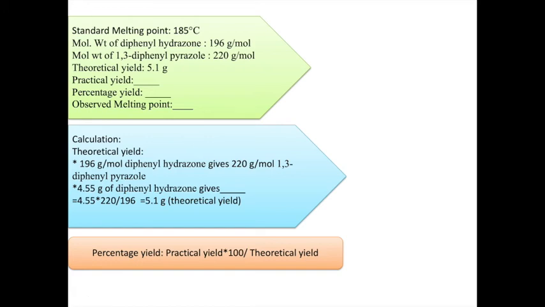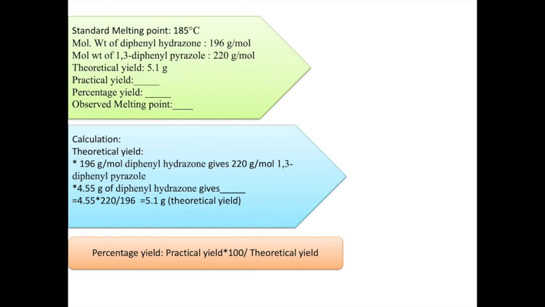Now calculating the theoretical yield. So 196 gram per mole of reactant, that is diphenyl hydrazone, gives 220 gram per mole of product, that is 1,3 diphenyl pyrazole. We are taking 4.55 gram of diphenyl hydrazone in the reaction, and we have to calculate how much product it will give. So we get the value 5.1 gram. 5.1 gram is our theoretical yield.